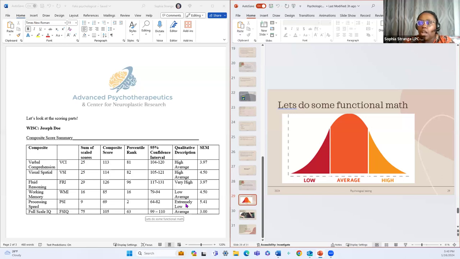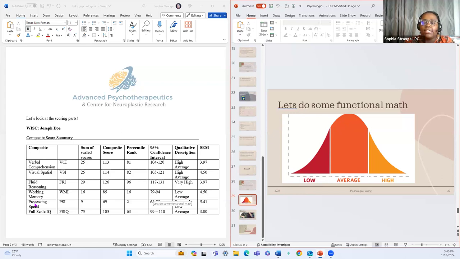But when you see low, it's easy to simplify and say if it's low, there's a deficit. If it's extremely low, there's a major concern. If it's average, we're good. We're just like everybody else. If we're in the low average, that's kind of like a warning.